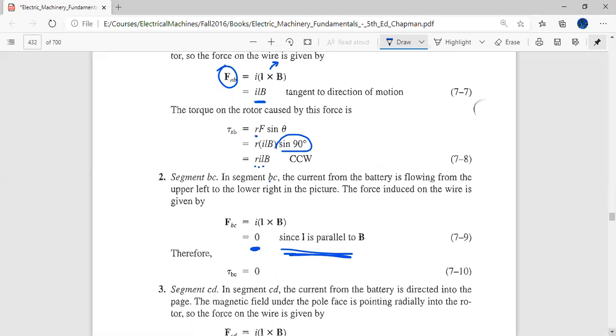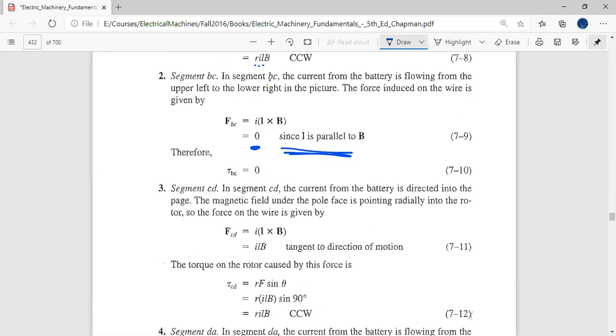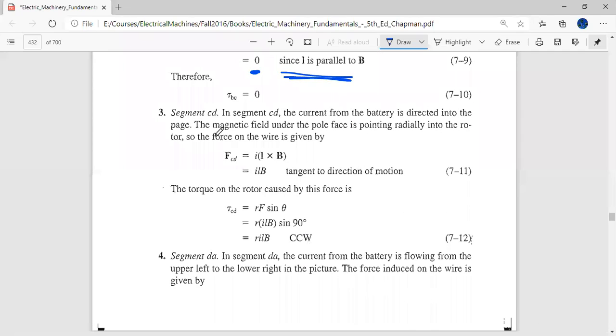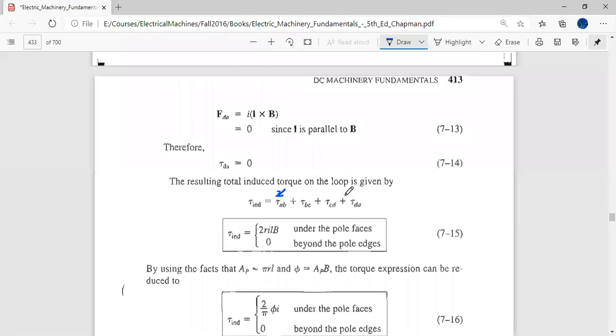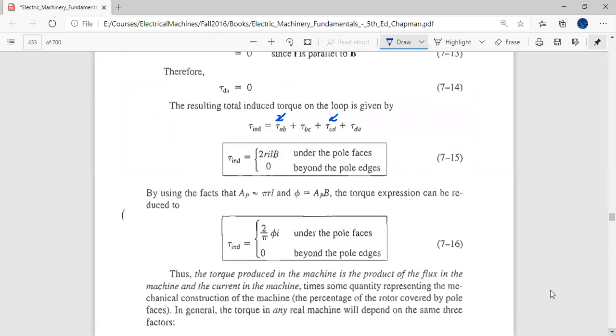Similarly to segment BC, segment CD torque will also be zero, and segment CD torque will be equal to segment AB torque. Two sides experience a torque, two sides experience no torque. So the total torque will be 2RILB. We can again apply the same logic that one pole face area is equal to half of the surface area of a cylinder, which is equal to pi RL, and flux is equal to that pole area times B.